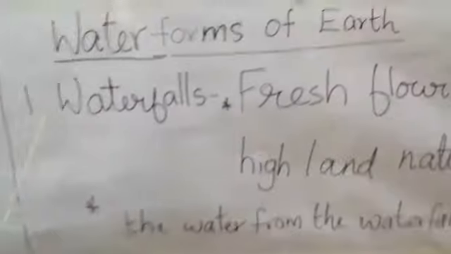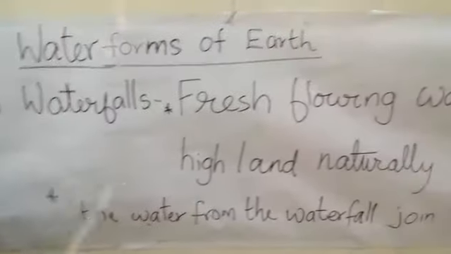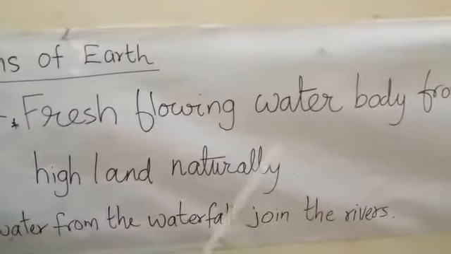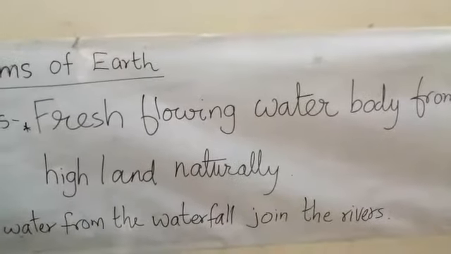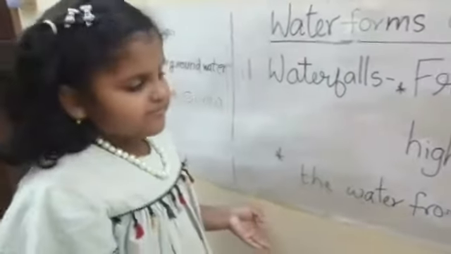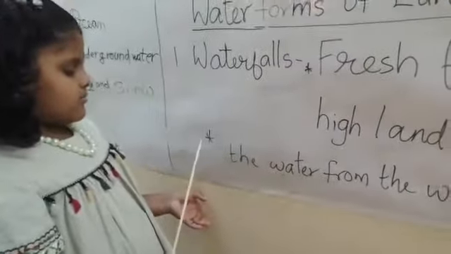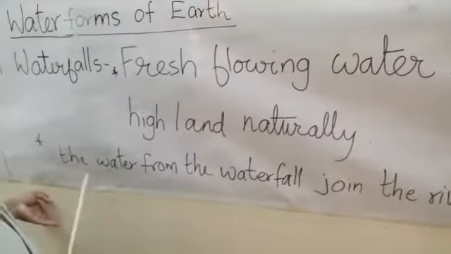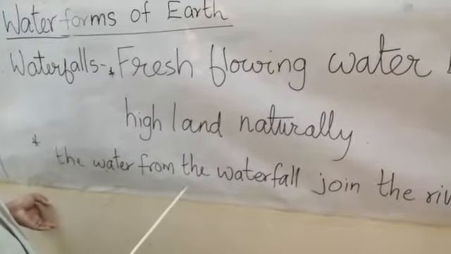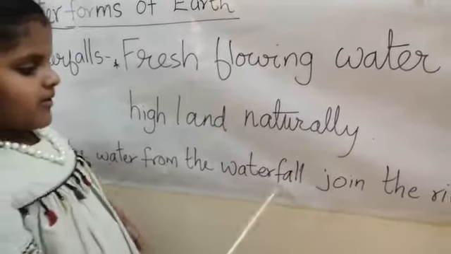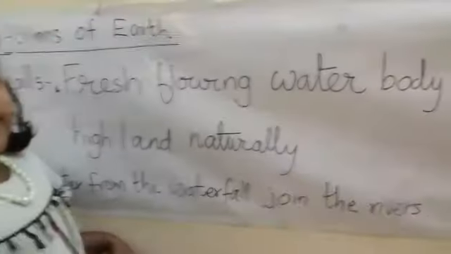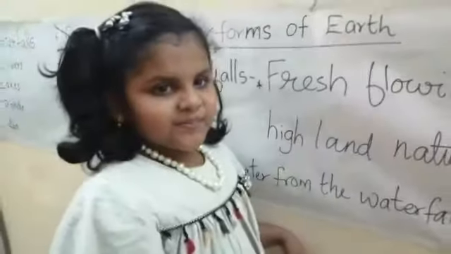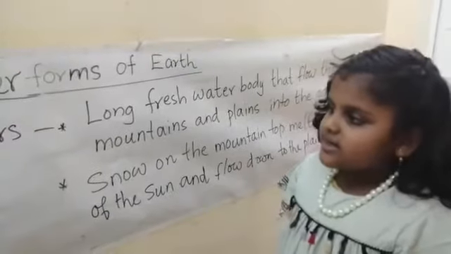Number 1, waterfalls. A fresh flowing water body from a highland naturally is called a waterfall. The water from the waterfall joins the rivers.